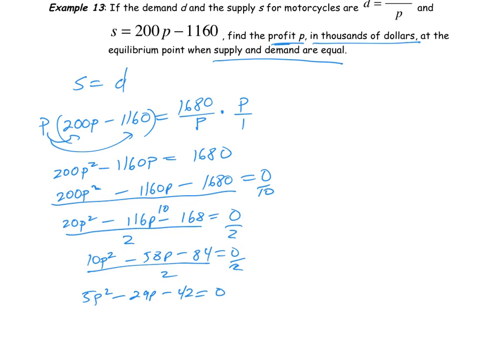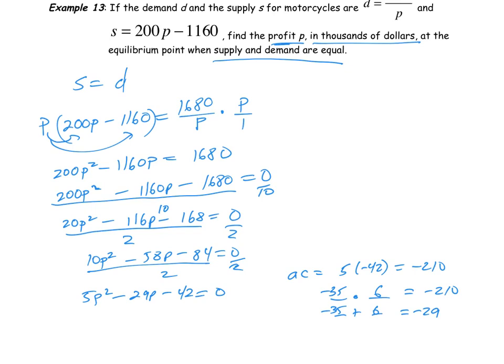And if we're lucky, this will factor. So I'm going to try to use the AC method. AC is 5 times negative 42, which is negative 210. So I'm looking for two numbers that multiply to negative 210 but add to negative 29. You can take a little time to think about it. You can pause the video. These two numbers turn out to be negative 35 and positive 6. Those multiply to negative 210 and add to negative 29.